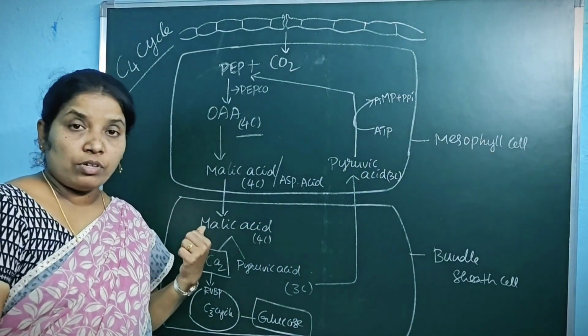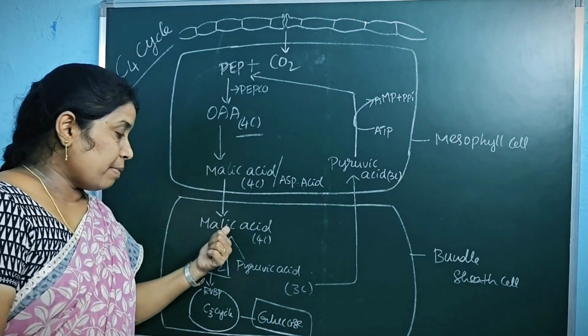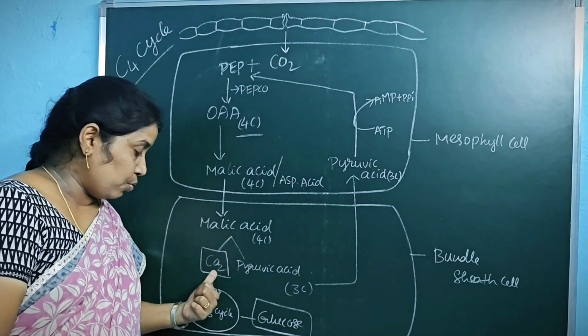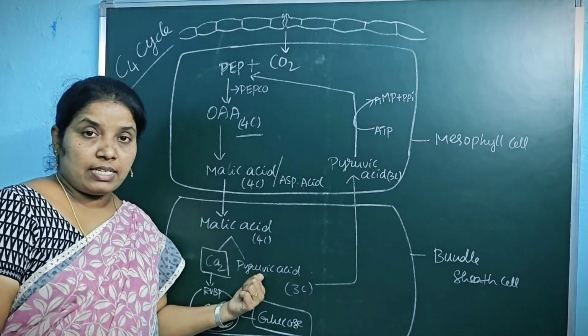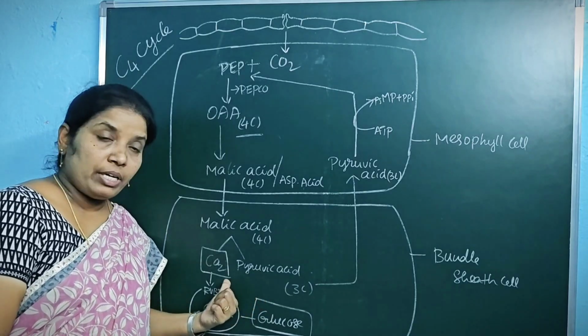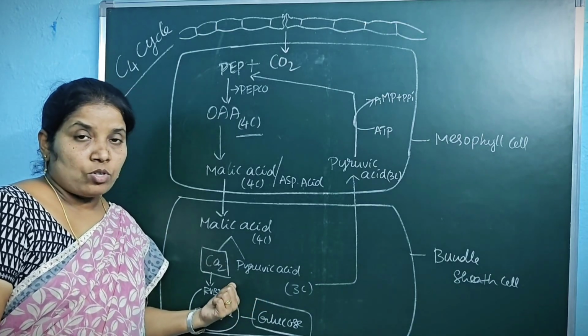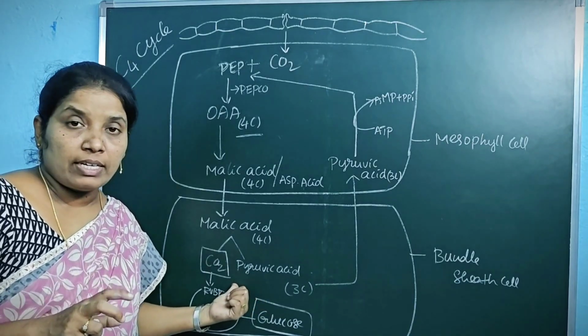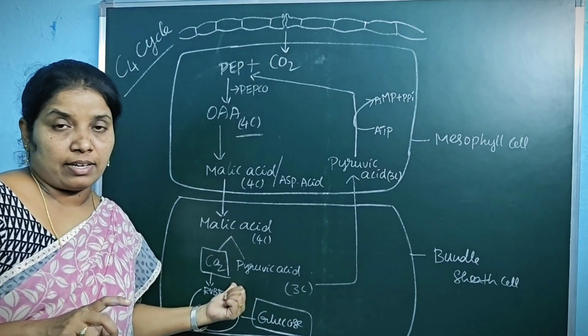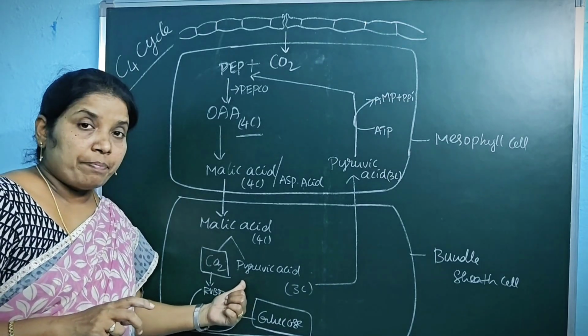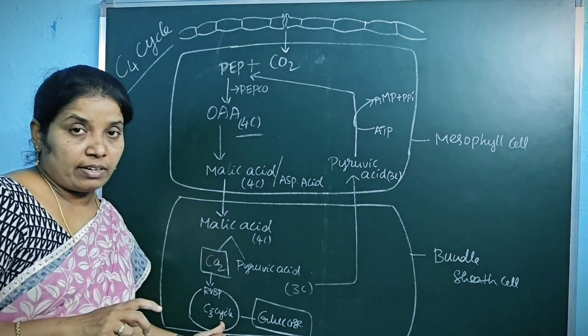Here you have to observe one thing. During the conversion of malic acid into pyruvic acid, CO2 molecules are accumulated in the bundle sheath cell. So the CO2 accumulation is important for the C3 cycle. That's why the PCR cycle is going on here.